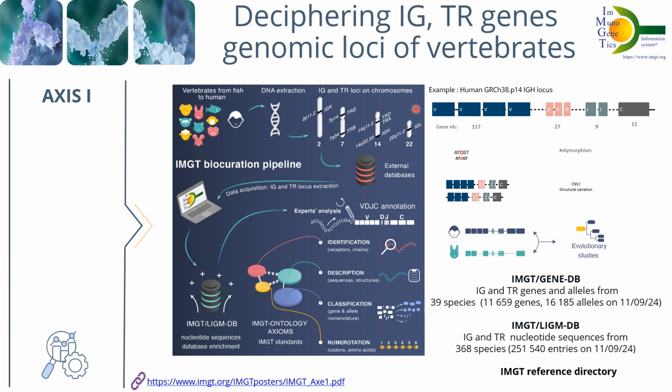We see here a graphical representation of the IGH locus, which is composed of the multigenic families, as we already said, of the variable, diversity, and joining genes.